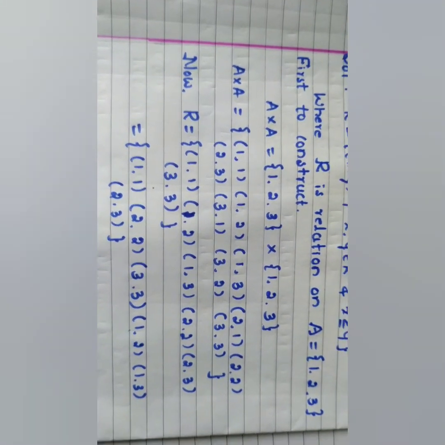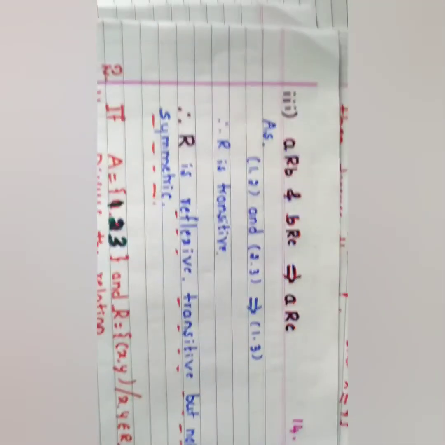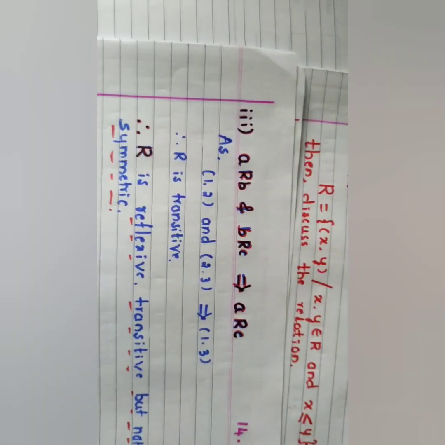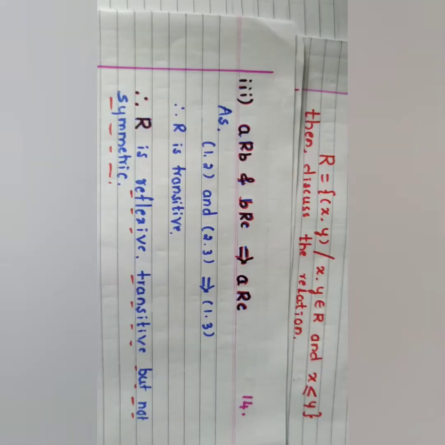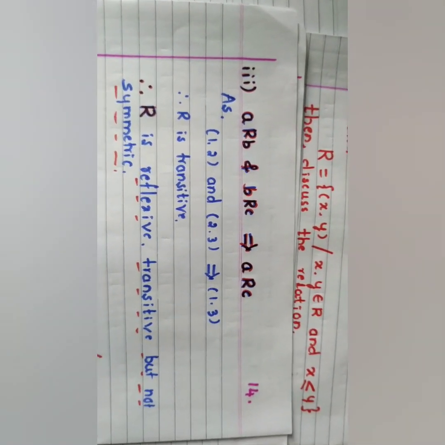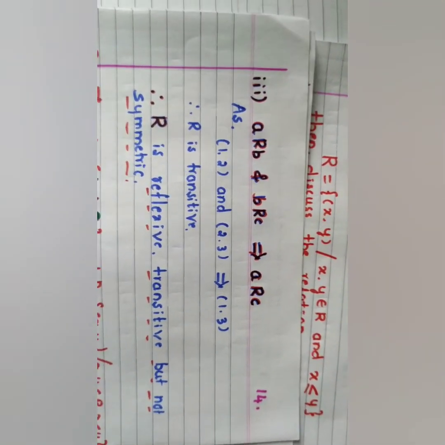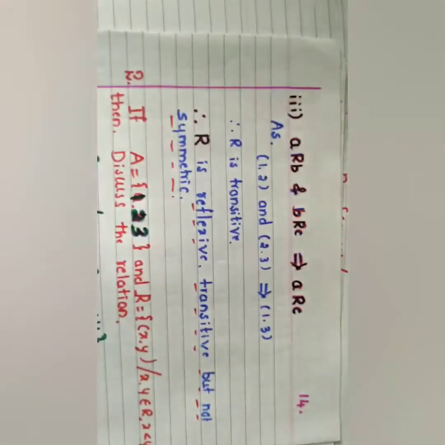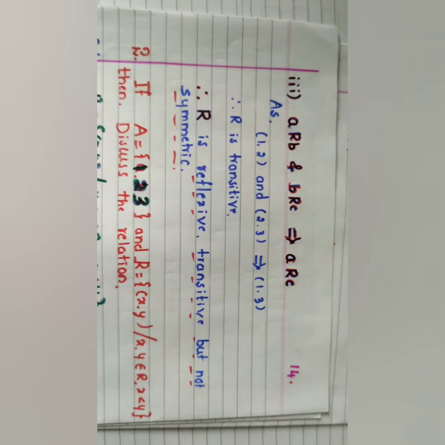That is clearly, as (1,2) and (2,3) belong to R, it implies (1,3) belongs to R. Immediately (1,3) also belongs to R. Therefore, this relation is transitive. Therefore, R is reflexive, transitive, but not symmetric.